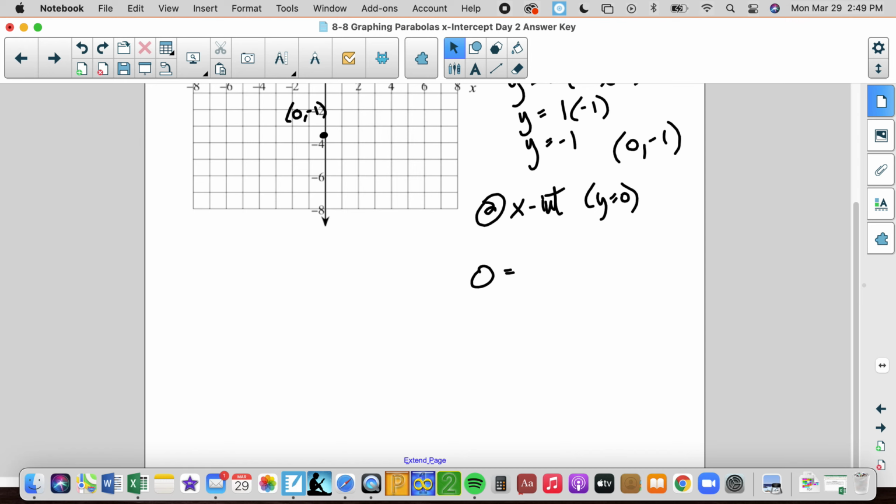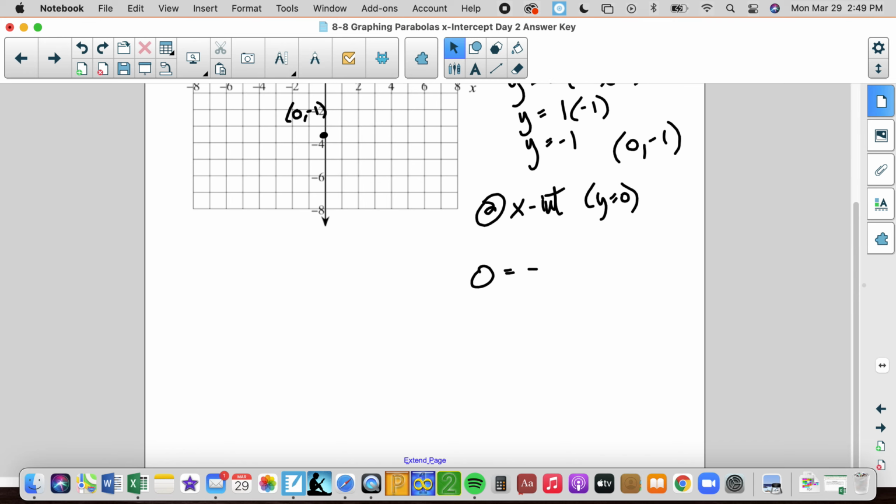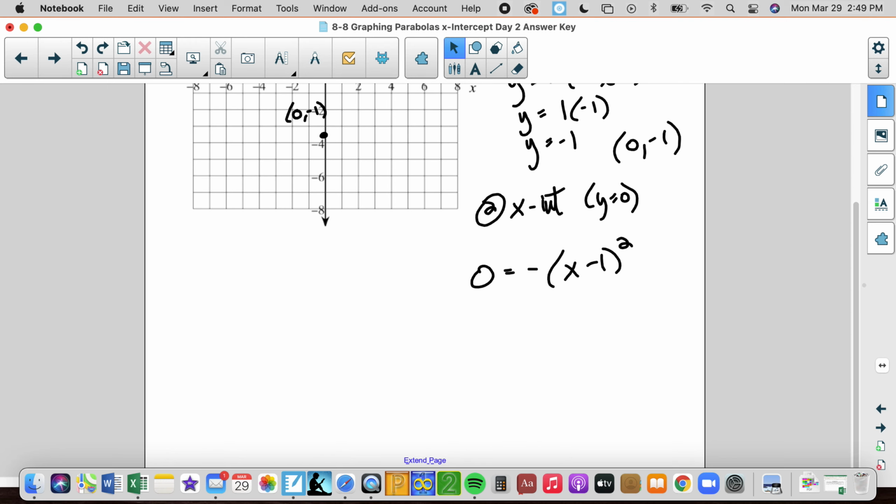0 equals, is it the opposite? Yes. The opposite of x minus 1 quantity squared. Pretty sure that was the equation. Yes. Oh, sorry. Well, technically it's this. Sorry. I just told you it was going to be better that way. Yes, it's much better. So again, we have these three values that we set equal to 0.